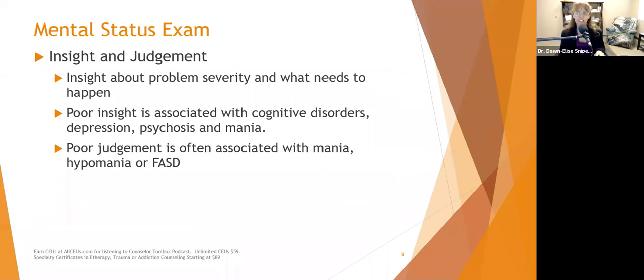Poor insight is associated with cognitive disorders, depression, psychosis, and mania, as well as personality disorders. Poor judgment is often associated with mania, hypomania, FASD, or substance abuse issues. Poor judgment means you know the difference between right and wrong, you know what you should or shouldn't do, but you just do it anyway. You have poor judgment and poor anticipation of the outcomes.